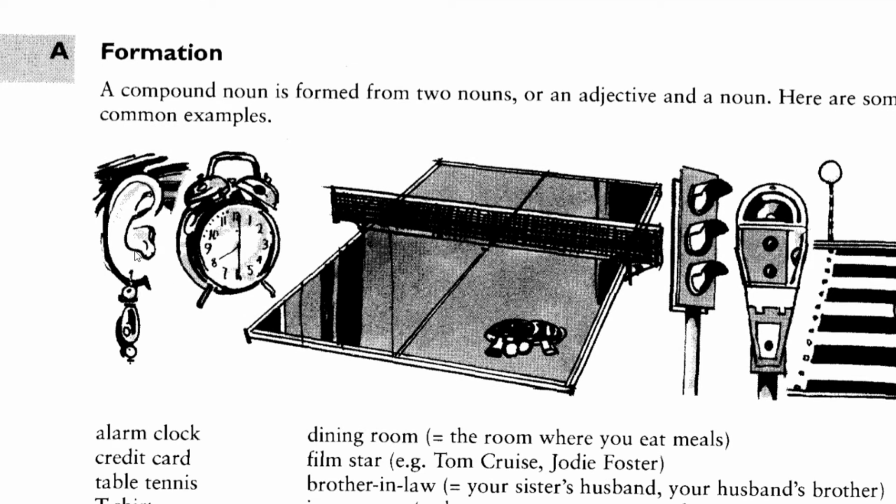Here are some more common examples. We have earrings, alarm clock, table tennis, traffic lights, parking meter. It is meter in English. And here we have pedestrian crossing.